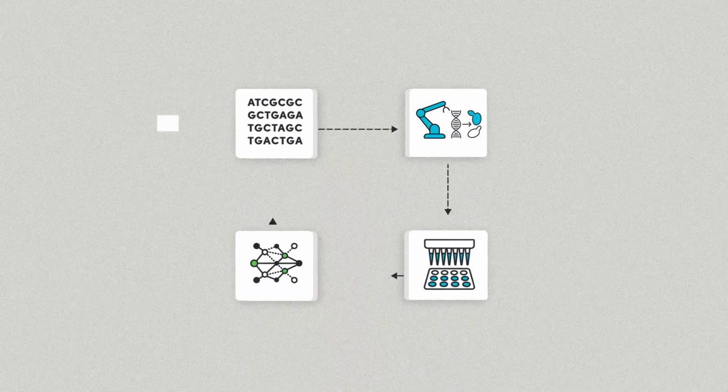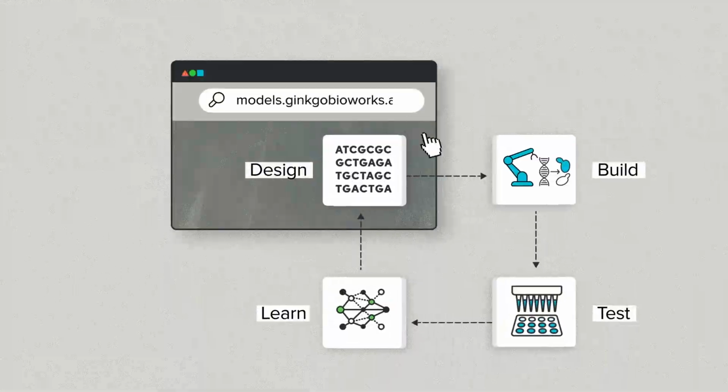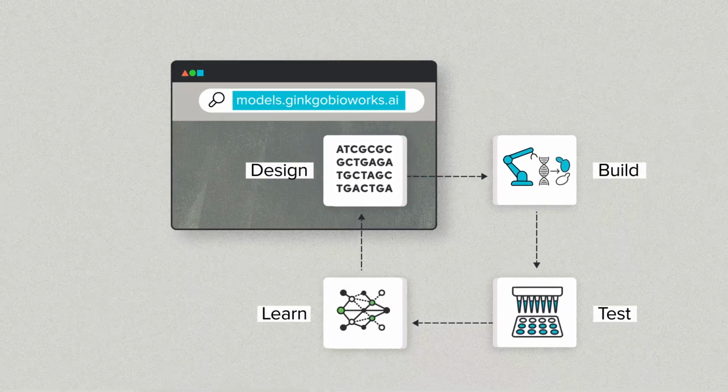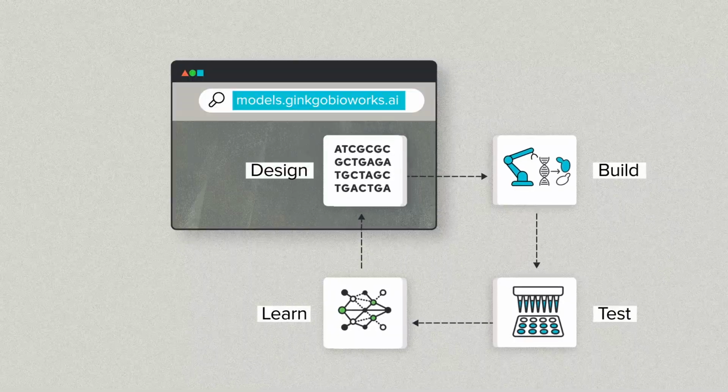For example, design. With the Ginkgo AI portal, you can use our AI models to generate your protein sequences. The AA0 model was trained on about 2 billion proprietary DNA sequences that we've collected for other applications. The work of building that dataset happens in the Ginkgo backend. All you need to access it is a simple API call.